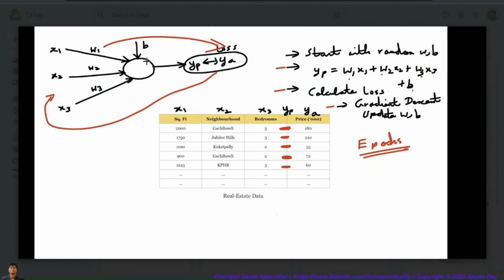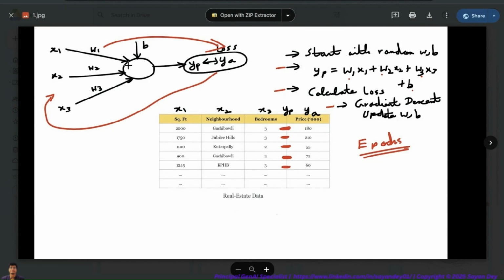So let's say, once again, based on the input x's, square foot, neighborhood, and bedrooms, you are trying to predict the price. It is a typical price prediction use case that we are trying to solve. So based on the input x's, we are trying to predict the price. So we have square foot, neighborhood, bedrooms.